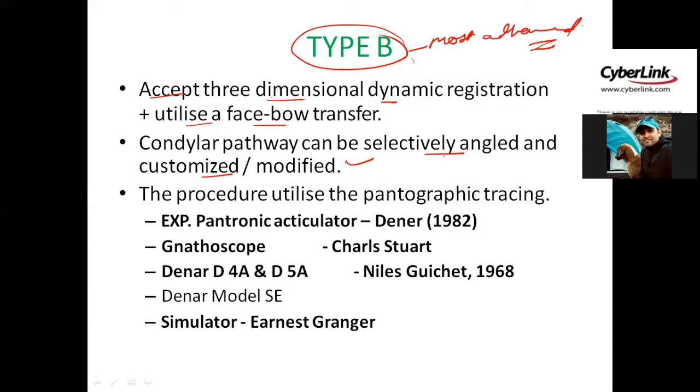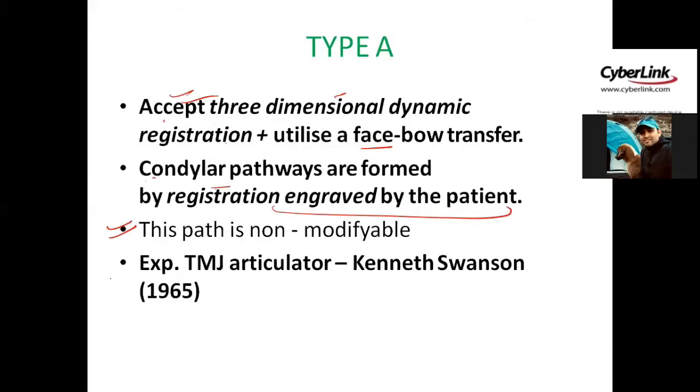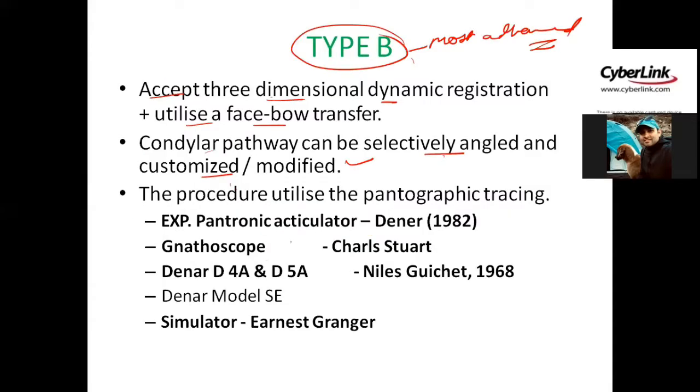In class 4 type A, there is a non-modifiable pathway. But in case of type B, we can modify the pathway. Procedure utilizes the pantographic tracing. As we have discussed in the last video, pantographic tracing is a three-dimensional tracing, right? So these are the various examples. You can learn them.